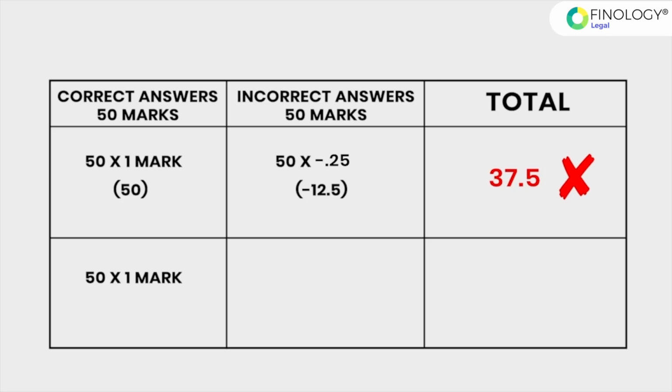Let's say 50 questions you marked were correct and this time you only marked 30 questions and left 20 questions you were unsure about. So now your positive score is 50 and your negative score is minus 7.5 and your final score becomes 42.5 and now you will qualify for the subjective part. So you see, fewer wrong attempts mean higher chances of success.